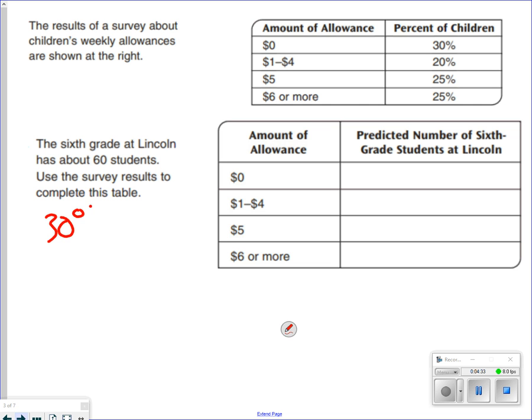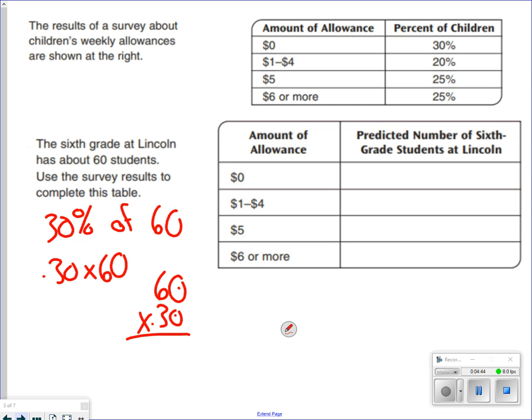So 30% of 60. Well, 0.30 times 60. That's 60 times 0.30. You work it out. 0 times 0, 0 times 6 is 0. 3 times 0 is 0. 3 times 6 is 18. I have two numbers after the decimal. The answer is 18 for 30%.